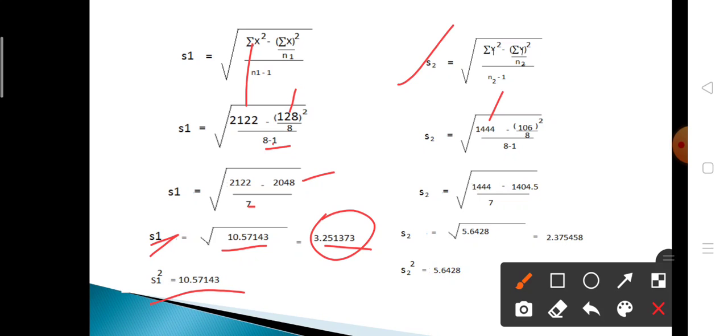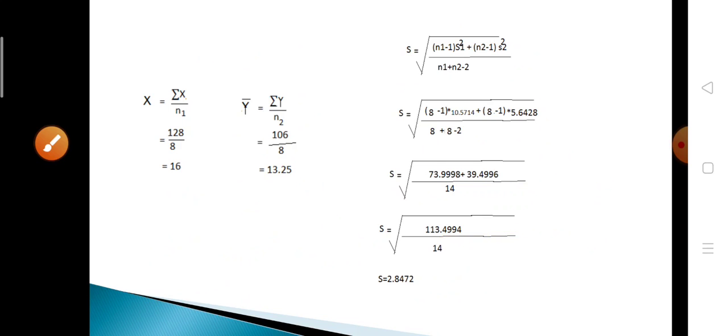Summation y square is 1444. Summation y is 106. Its square divided by 8, whole divided by 8 minus 1. 106 square divided by 8 is 1404.5. So 1444 minus 1404.5 divided by 7, that is 5.6428. And the square root of that value is 2.3754558. Now S2 square, that is the square of 2.375458, is 5.6428. So this is the value of S1 square and S2 square.